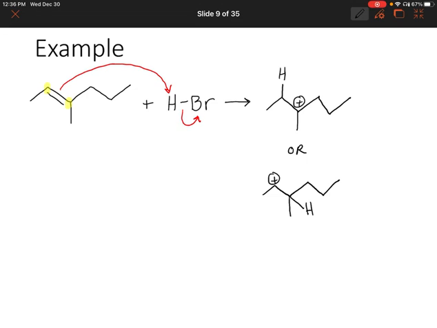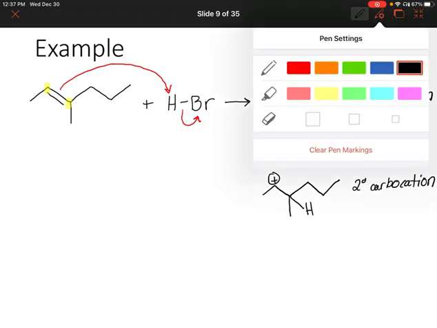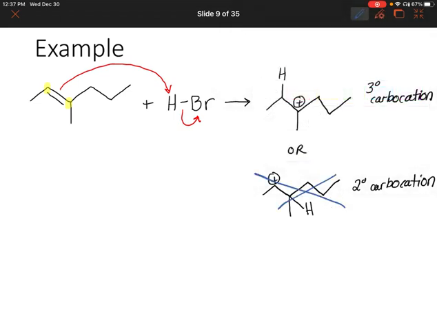All right, so which carbocation is more stable? The one on the top, right? That is a tertiary carbocation, whereas the option on the bottom is a secondary carbocation. Okay, so the second option won't occur.